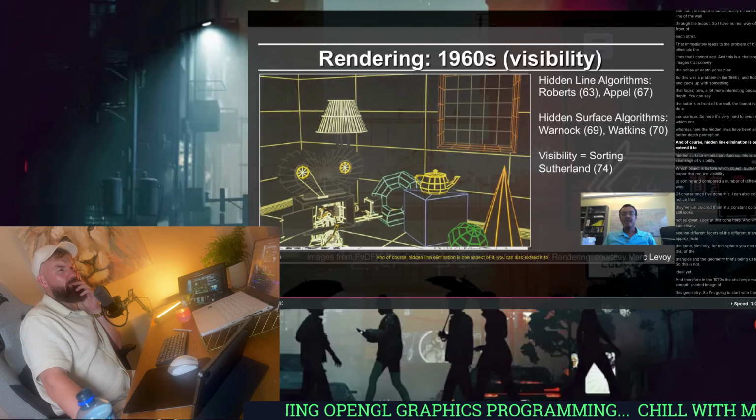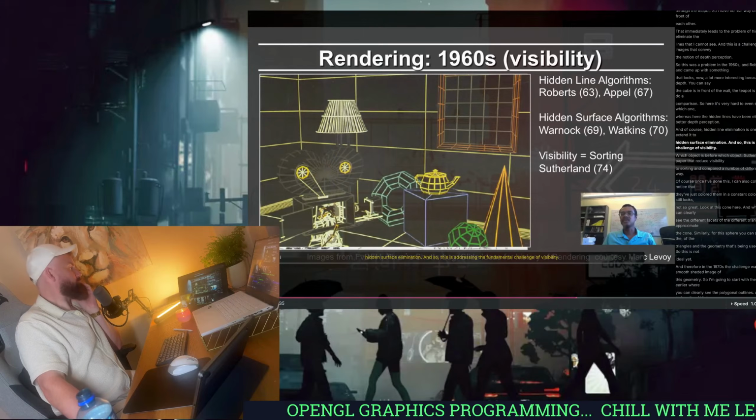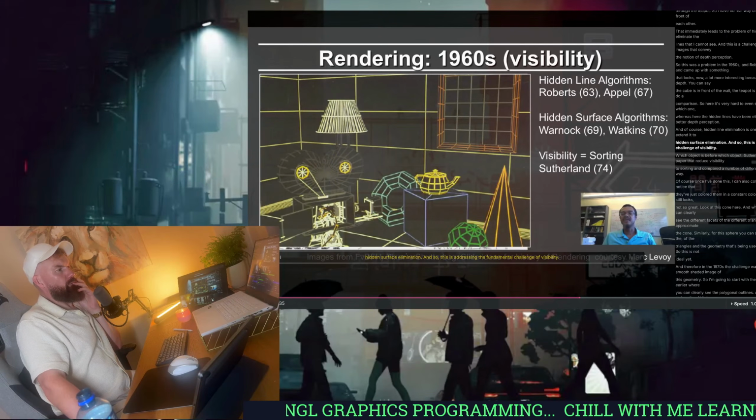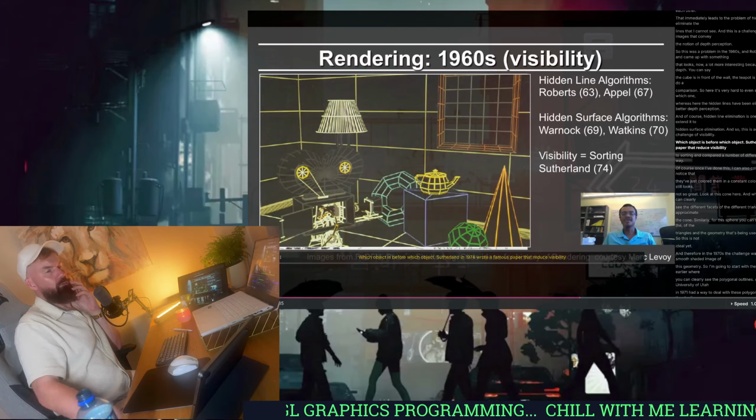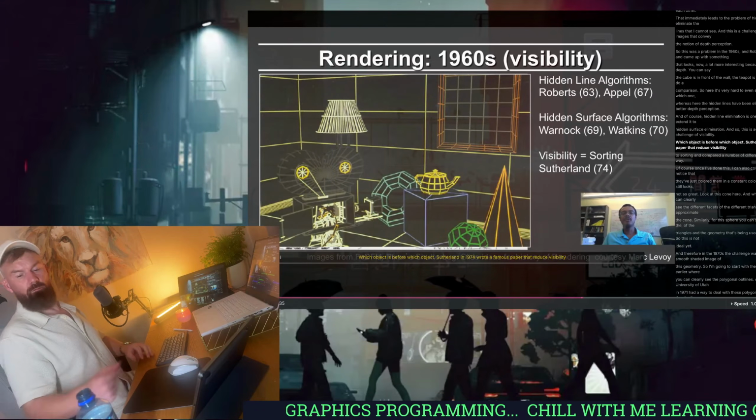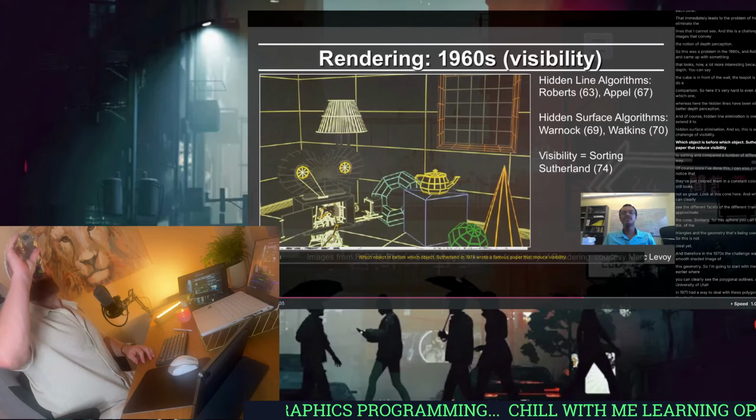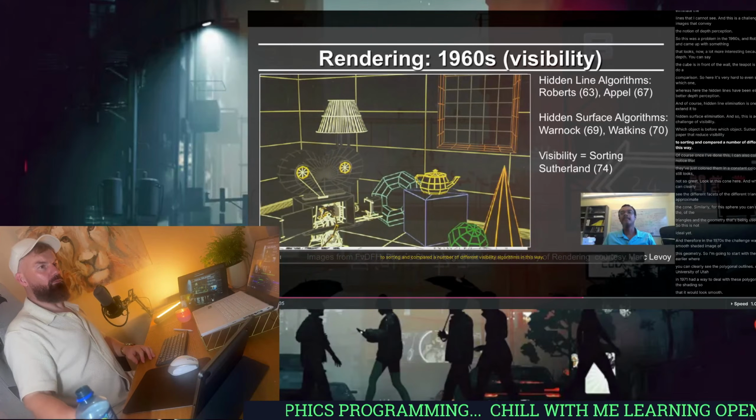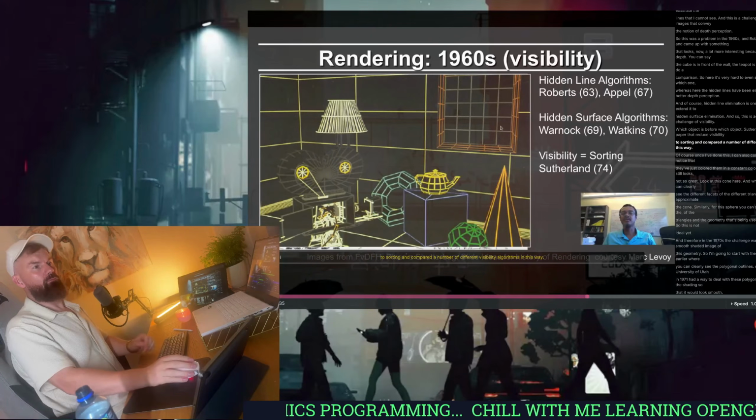And of course, hidden line elimination is one aspect of it. You can also extend it to hidden surface elimination. And so this is addressing the fundamental challenge of visibility, which object is before which object. Sutherland in 1974 wrote a famous paper that reduced visibility to sorting and compared a number of different visibility algorithms in this way.